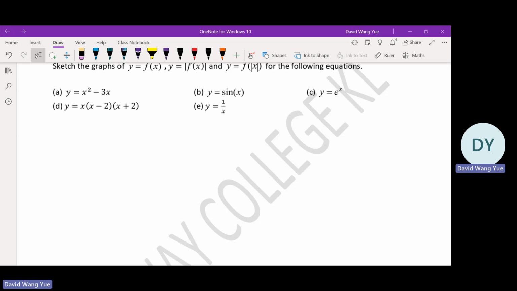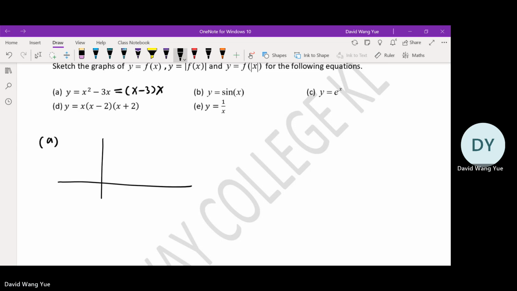So for the first one, it's a quadratic. And if I factorize, I can see there are two roots, x equals 0 and x equals 3. Yeah, so this is f(x).